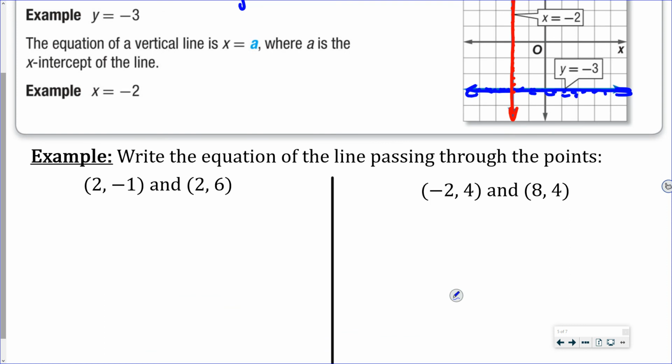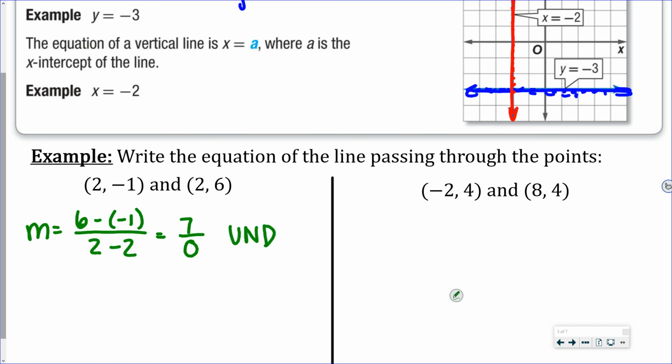So let's try an example here. Write the equation of the line passing through the points. Obviously not given the slope. We can calculate it. y2, 6, minus y1, negative 1, over 2 minus 2. This one's kind of similar to that one in the warm-up where I get 7 over 0. Undefined slope. Good.